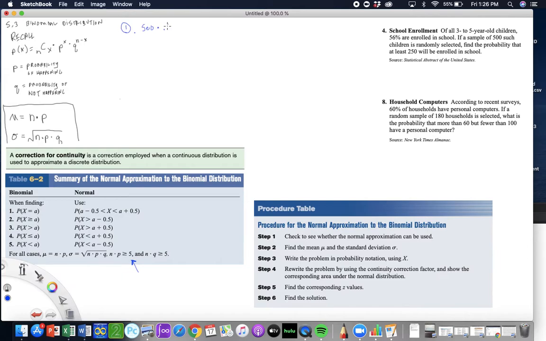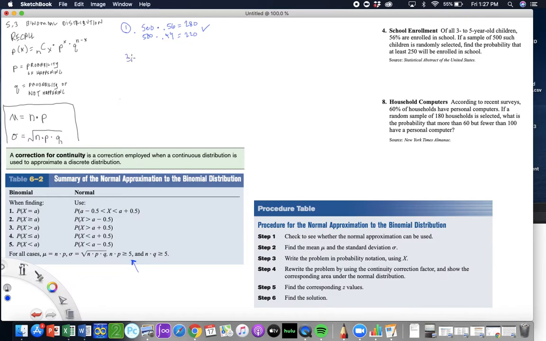And then times p, which p is 56%. All right, so I'm going to take it times 0.56, and that would equal 280. All right, and then I'm also going to take 500 times the event not happening, which is 0.44, which would equal 220. And all I'm doing here is just checking to see whether or not this particular method could solve this problem. And in this case, because they're both greater than or equal to 5, which they are definitely better than that, we can check that off as this is a method we can use to solve this problem.